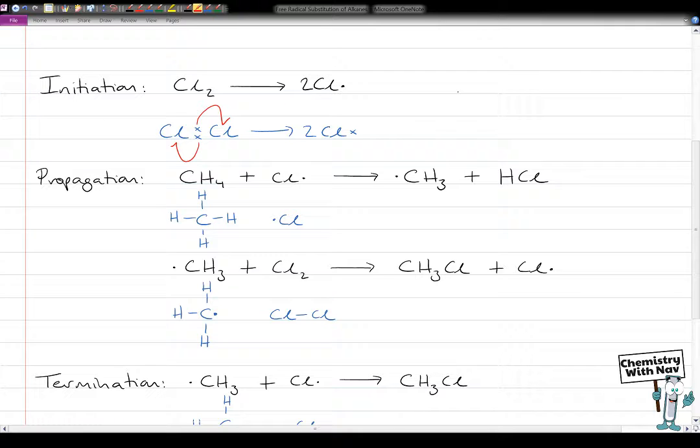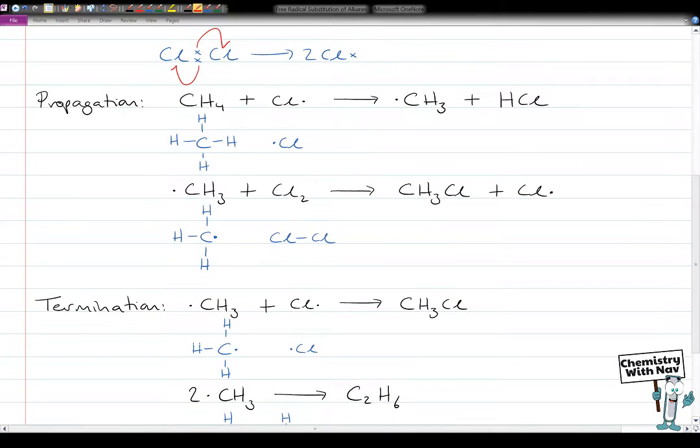As we move on to the propagation steps, we take that chlorine radical and we put it in with a methane molecule, and what happens now is the same homolytic fission, except the bond between the carbon and hydrogen puts one electron onto the hydrogen, which is then matched by one electron from the chlorine radical. In the process of doing that, we end up making a methyl radical, and we make hydrogen chloride, which is the byproduct in this reaction.